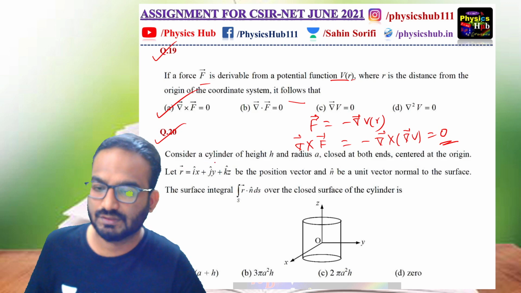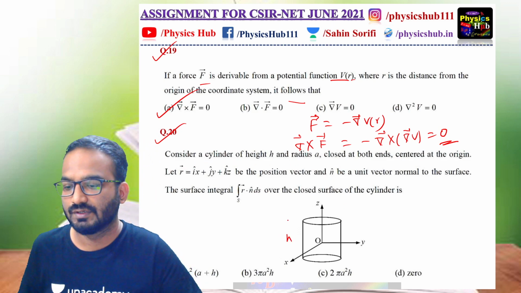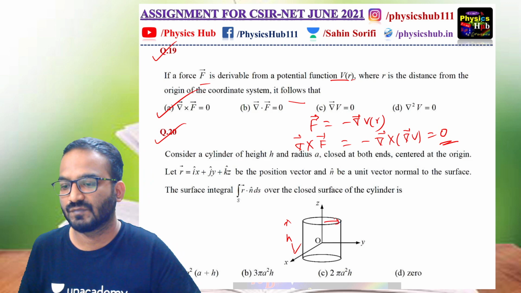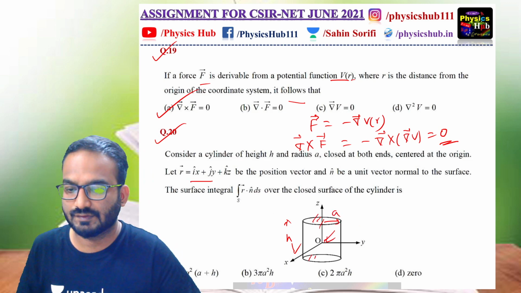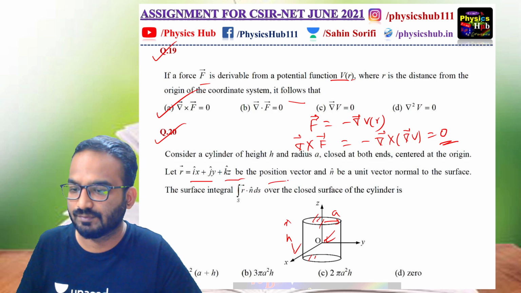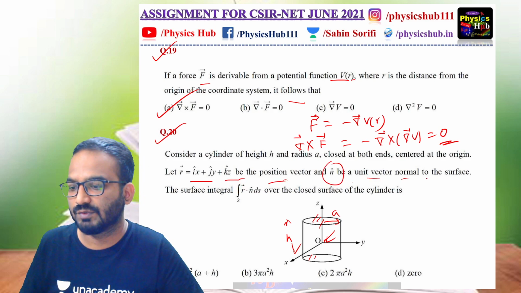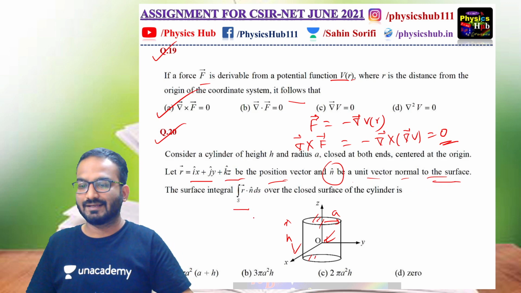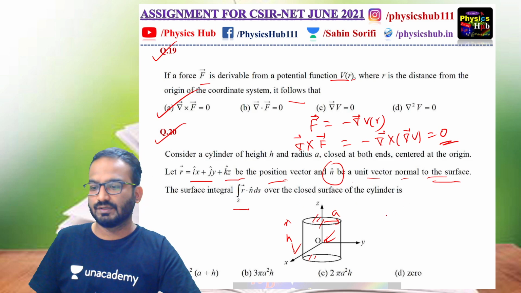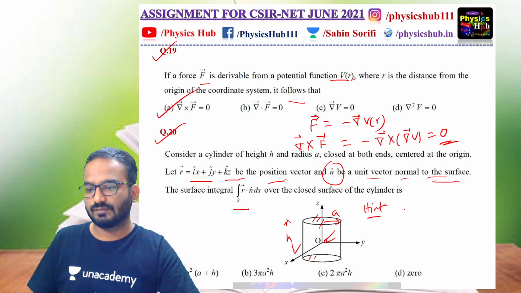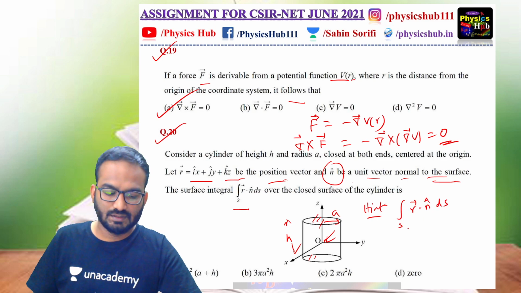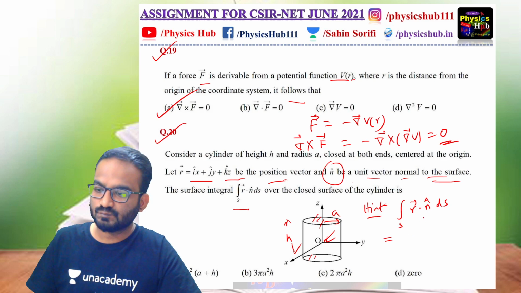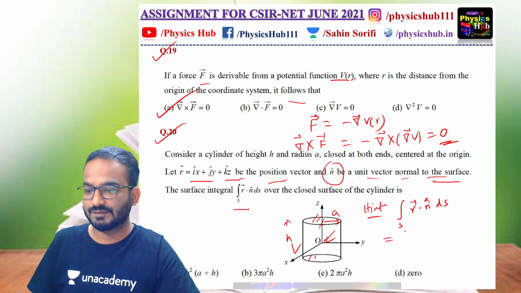Last question. Consider a cylinder of height h and radius a, closed at both ends, centered at the origin. R equals x i cap plus y j cap plus z k cap be the position vector. N cap be a unit vector normal to the surface. The surface integration of r dot n cap dS over the closed surface is. So this is a very simple problem. Closed integration of r dot n cap dS. What can you utilize? You can utilize the divergence theorem.